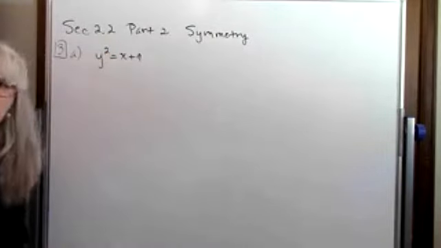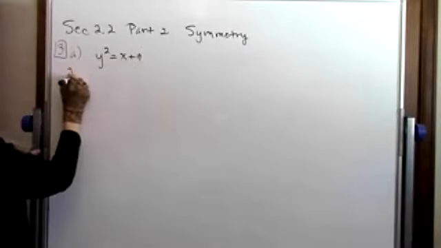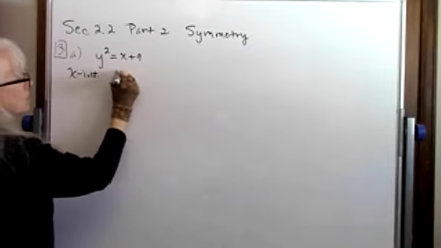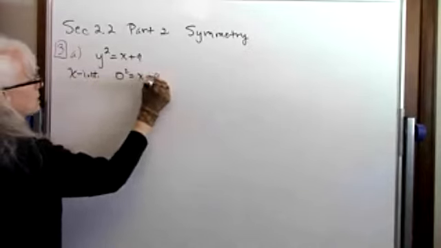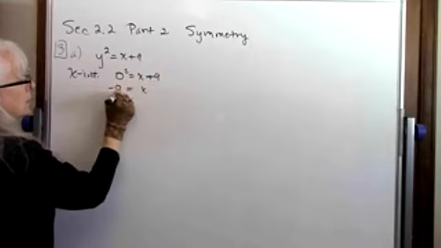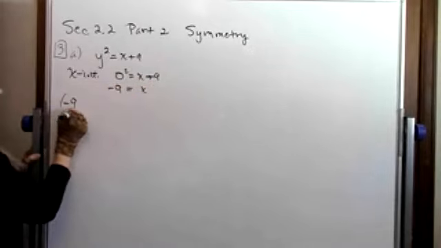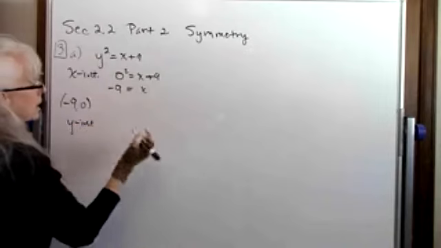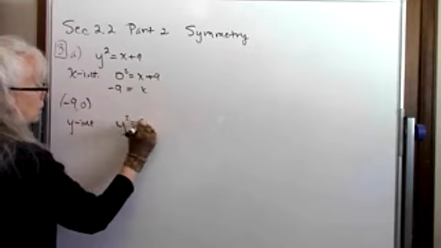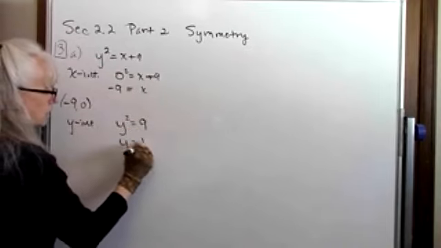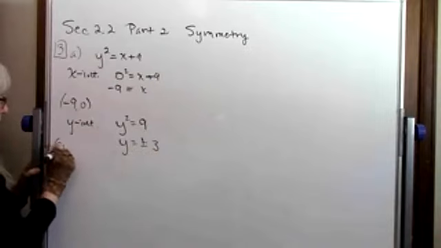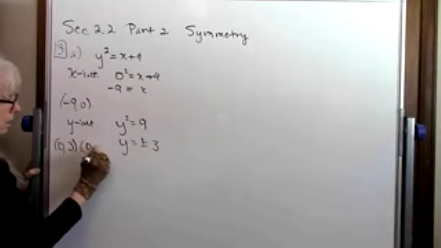Let's walk through what we were doing before in the previous part, finding those intercepts. Let's find the x-intercept. To find the x-intercept, we're going to let y equal 0. Then 0 squared would be equal to x plus 9, so x is equal to negative 9. So the x-intercept is at negative 9, comma 0. To get the y-intercept, we're going to let x equal 0. So y squared would be equal to 9, so y is equal to plus or minus 3. I have 2 intercepts here: 0, comma positive 3, and 0, comma negative 3.